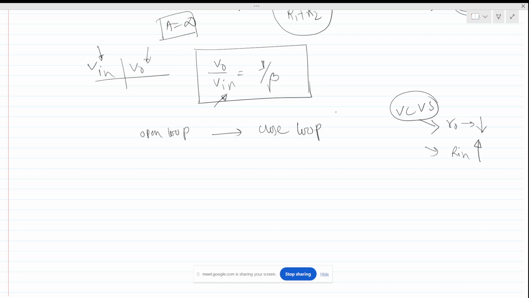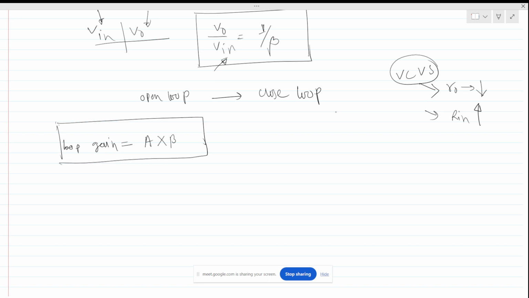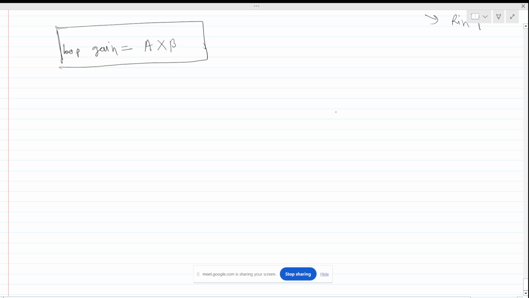Now here one important term is loop gain. Loop gain is nothing but the open loop gain times the feedback factor. So this is a very important term. So how do we find the loop gain? We break the loop at a high impedance node. I am finding the loop gain here.